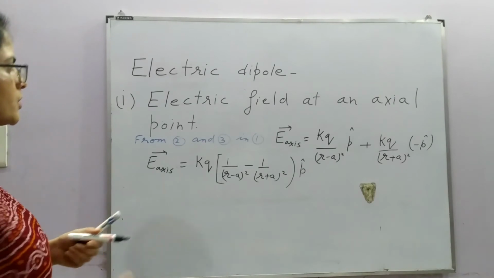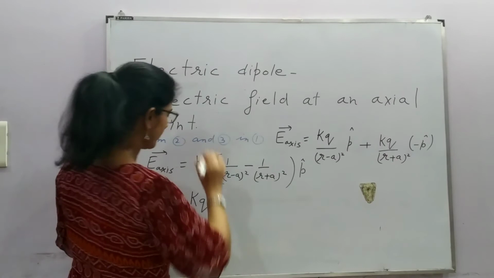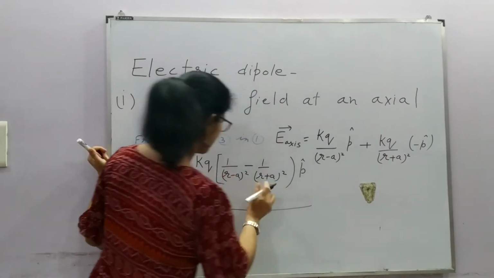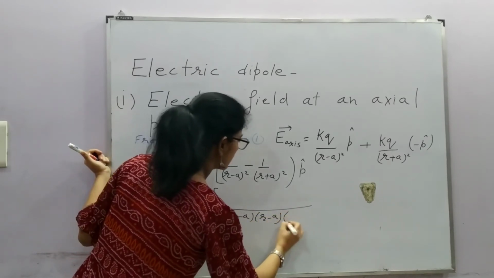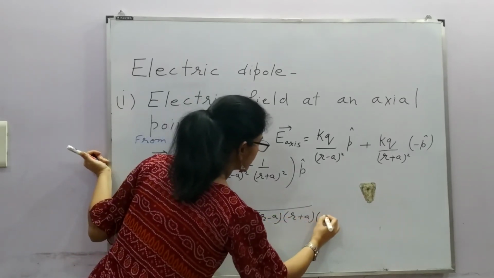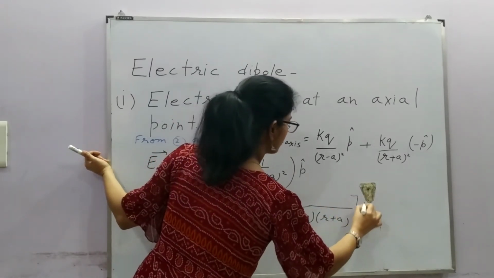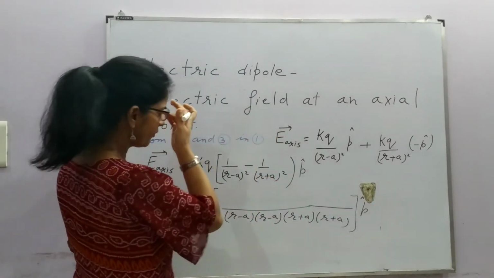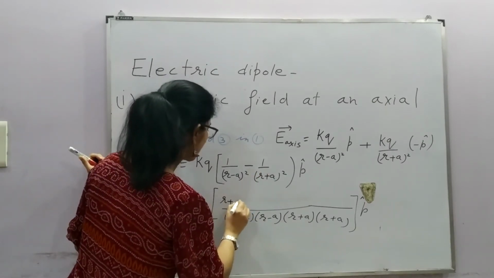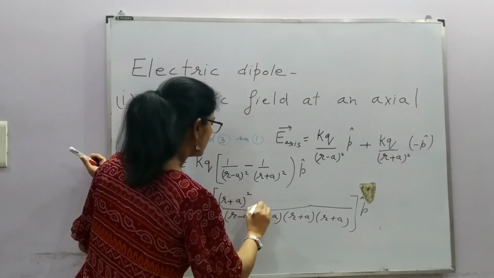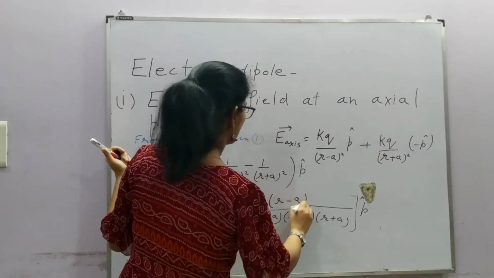We just need to use whatever mathematical formulas we know. This is K, Q, right? And let's break this: R minus A, R minus A, this is R plus A and this is also R plus A, and this P cap remains here. We have taken the LCM and we have broken it out because we need to use another formula in the next step. So this is R plus A whole square, right, minus R minus A whole square.